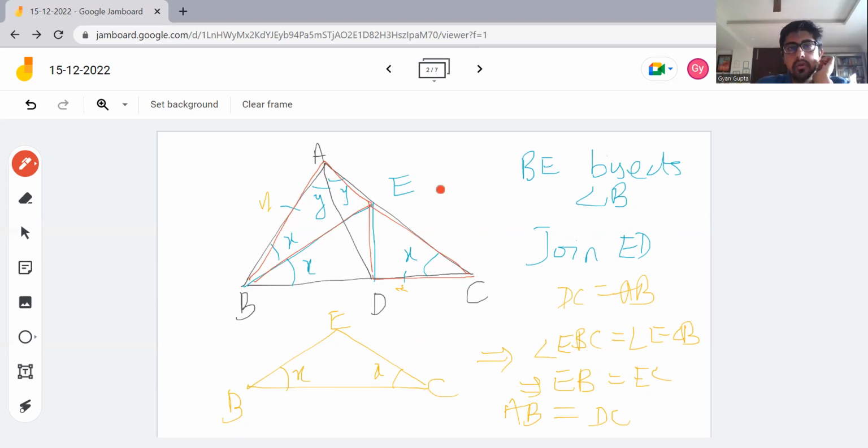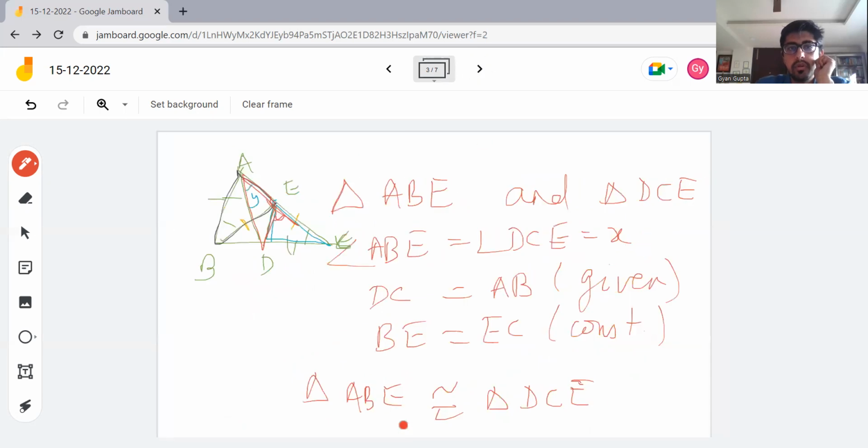All right. ABE is congruent to DCE. From this congruency, we have AE is equal to DE. So for triangle ADE, angle ADE is equal to y, since angle DAE is equal to y, because AE is equal to DE. So the exterior angle, which is nothing but DEC, is 2y.